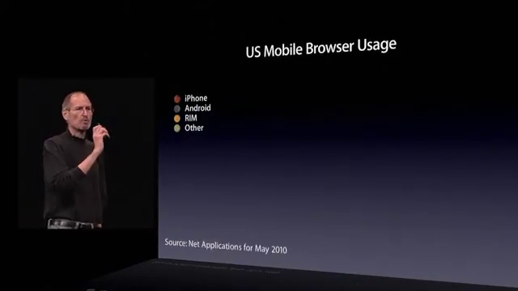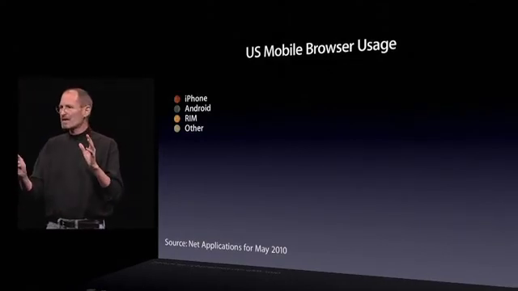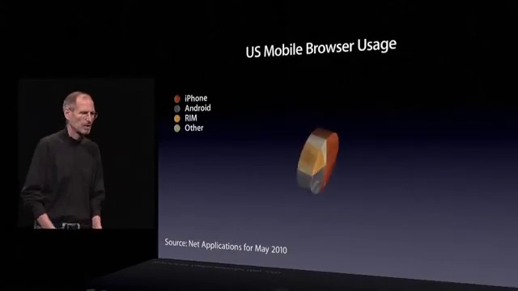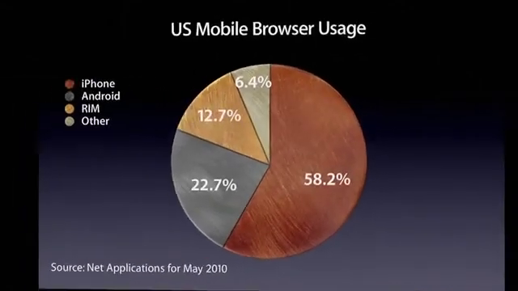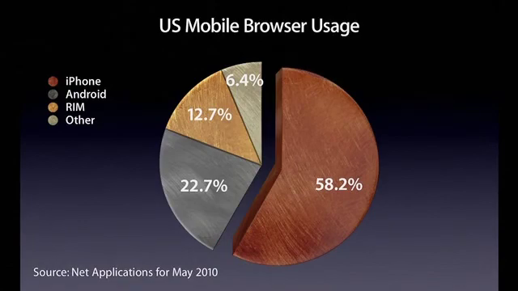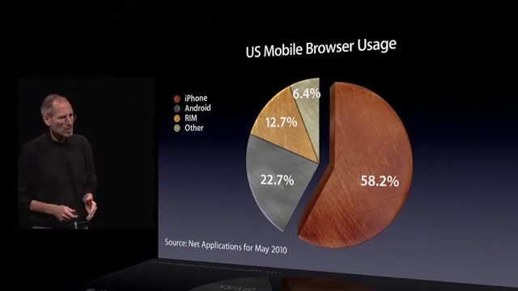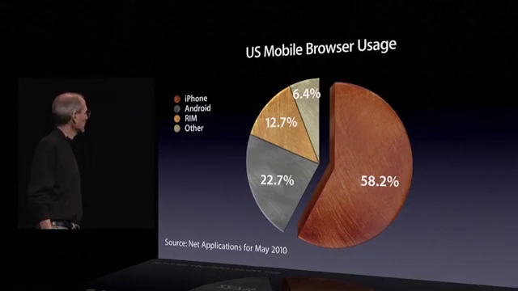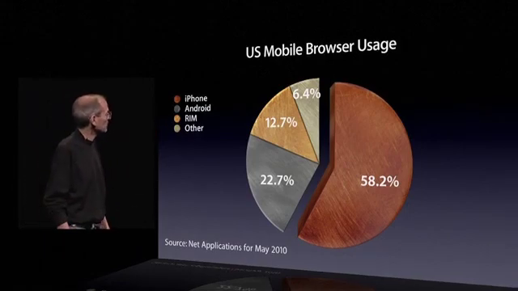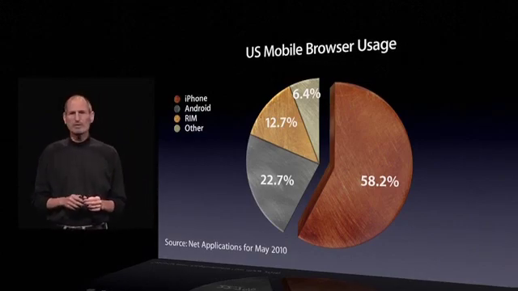This is US mobile browser usage, net applications, comes out with this, and this is for May. It's the most recent data that they've published. This is mobile browser usage in the US, and you can see iPhone has 58.2% of the entire mobile browser usage in the country. That's over 2.5 times as much as number 2, which is Android, at just 22.7%. So very recent data. This may help you put things in perspective.